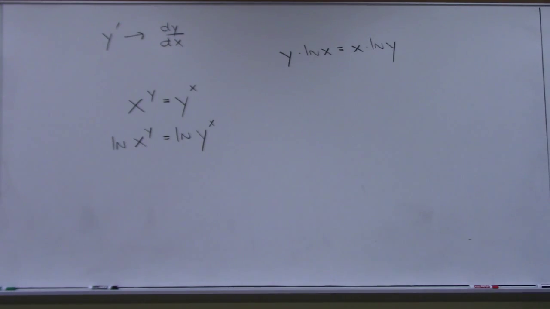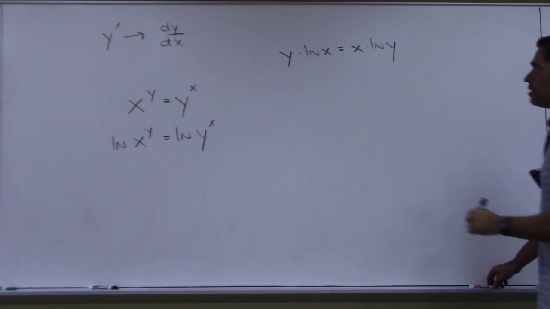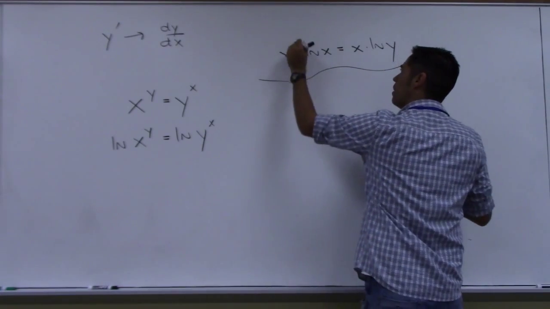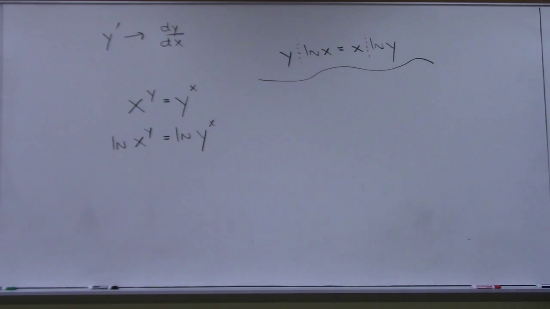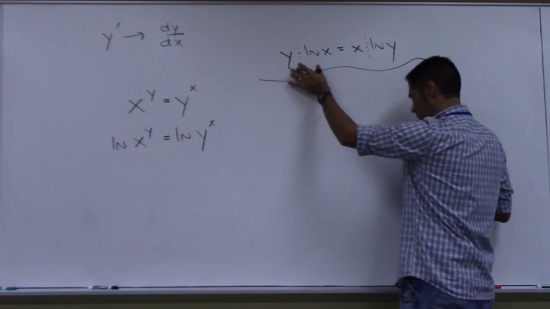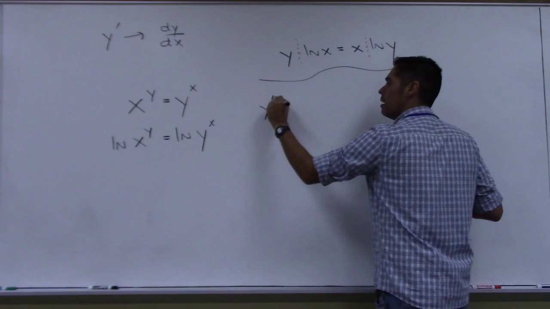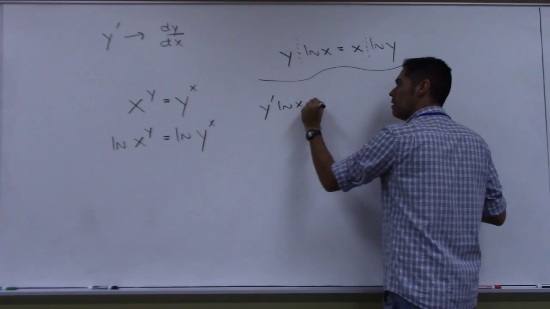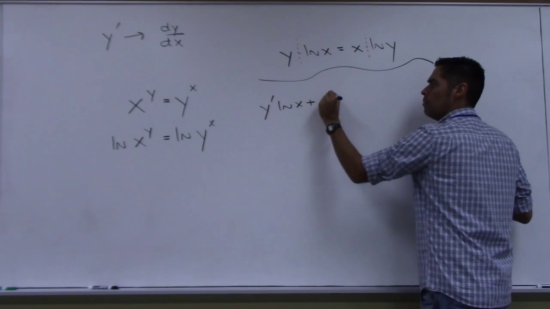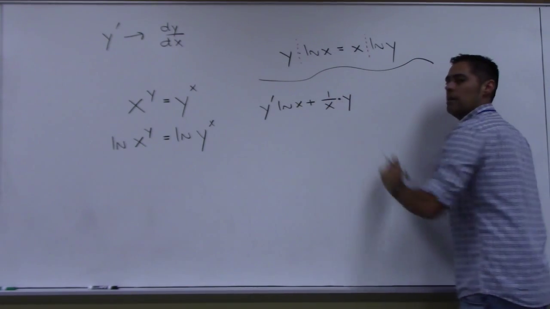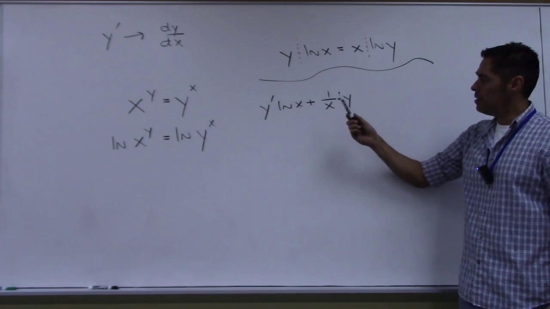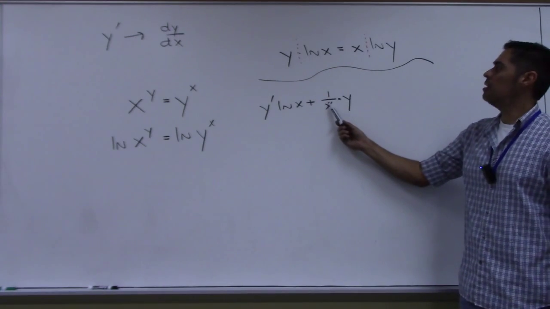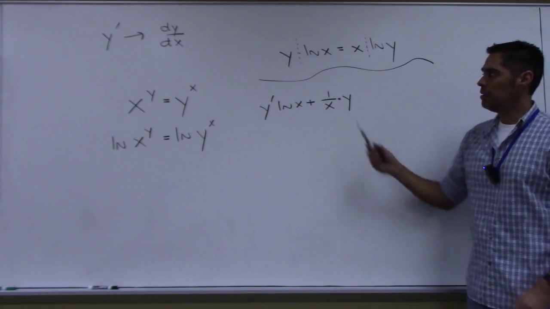Now I take the derivative, right? The left side, when I take the derivative, will be a product rule here. The right side will be a product rule here. Just the derivatives are going to be a little different, aren't they? What's the derivative of the left one here? y prime ln x plus 1 over x times y. So the derivative of y is y prime times natural log x plus the derivative of natural log of x, which is 1 over x, times y. So it could be just straight y over x.